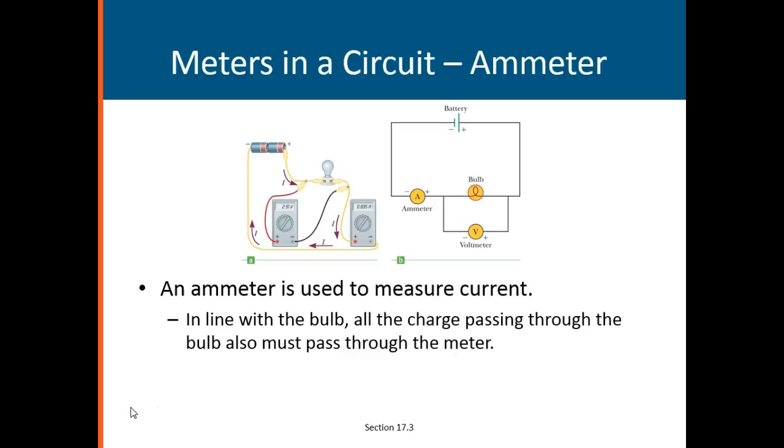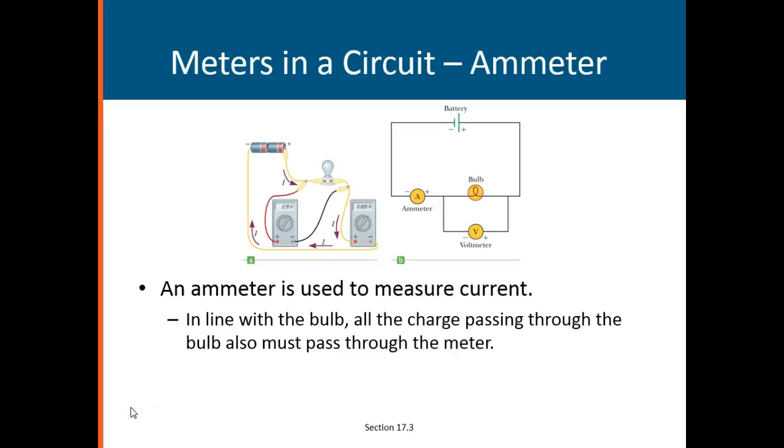There are two types of meters that we typically use in a circuit. There will be others later. The first is an ammeter. What do you reckon it's measuring? Meter is to measure. What does that almost look like? Put a P on it, and that would be amps. That's measuring current.